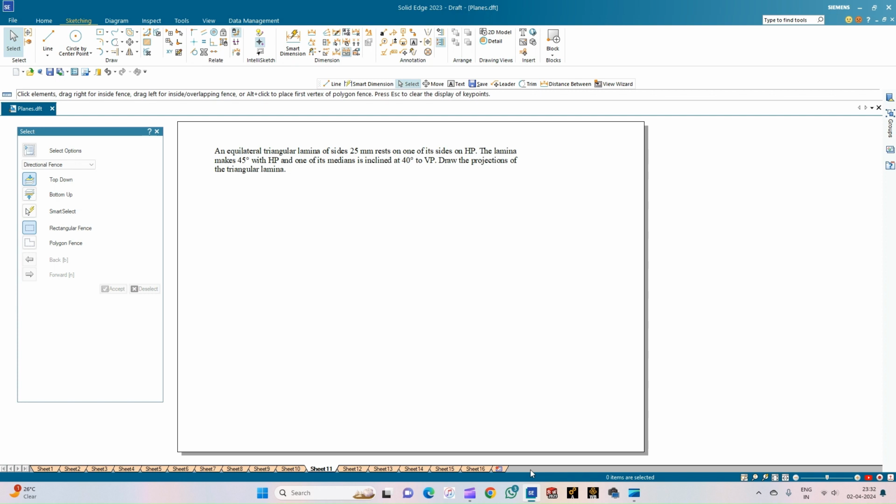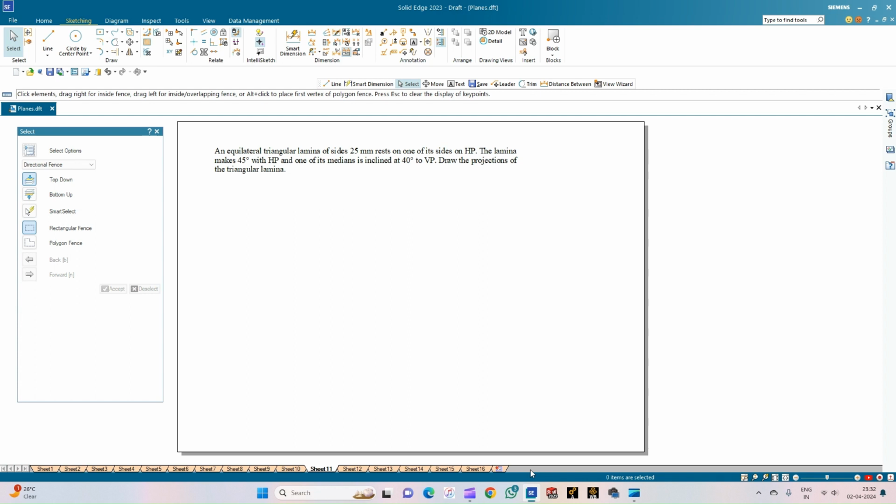So after having read the problem statement, we can arrive at a set of few conclusions. The type of the plane that we are going to construct is a triangular lamina measuring sides of 25. So it is an equilateral triangular lamina, and then it is resting on one of its sides on the HP. So we need to have the edge of the triangular lamina towards the right hand side of the observer, and then it is inclined to the HP at an angle of 45 degrees. But however, with respect to the vertical plane, it is the median of the triangle which is inclined at an angle of 40 degrees. So now we will see how to solve this particular problem.